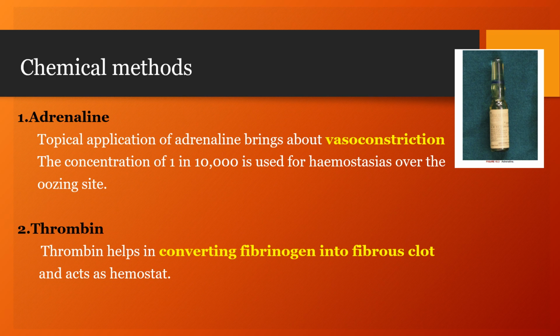Chemical methods. First is adrenaline. Topical application of adrenaline brings about vasoconstriction. The concentration of 1 in 10,000 is used for hemostasis over the oozing site. Thrombin helps in converting fibrinogen into fibrous clot and acts as a hemostat.